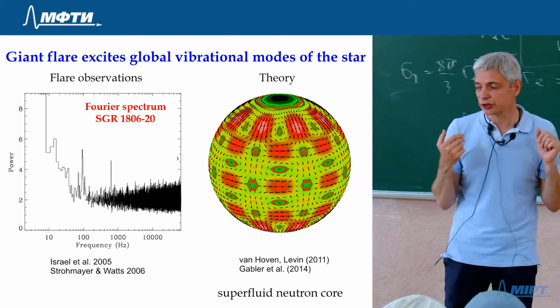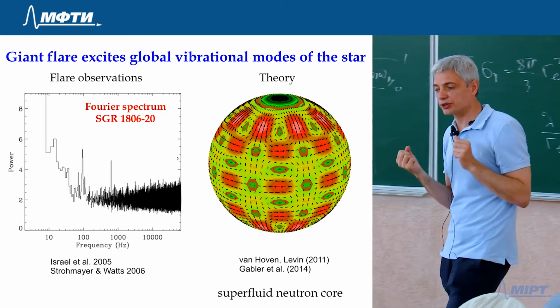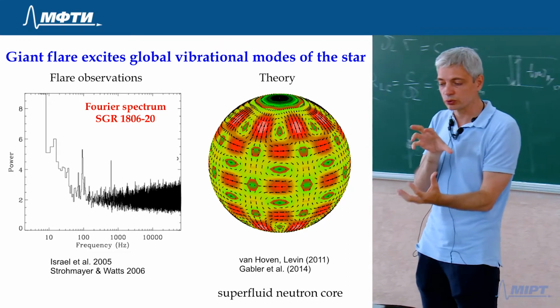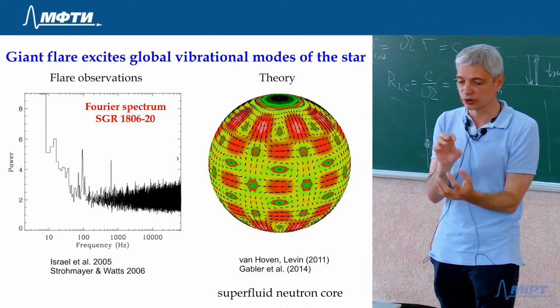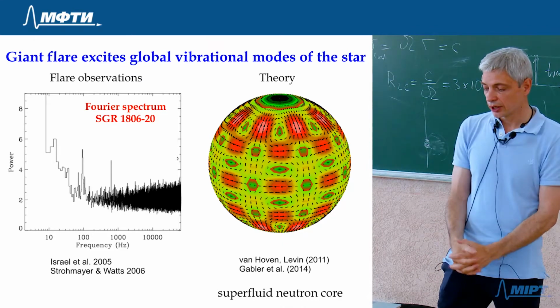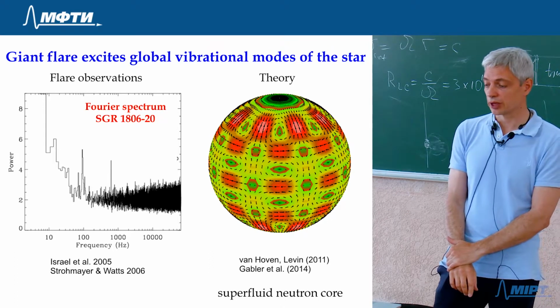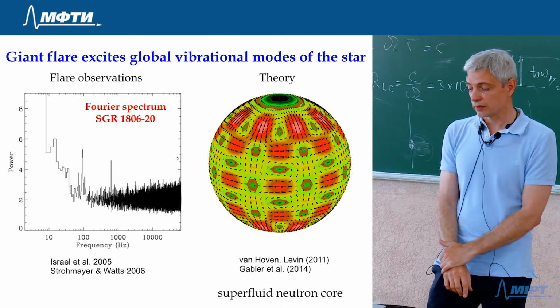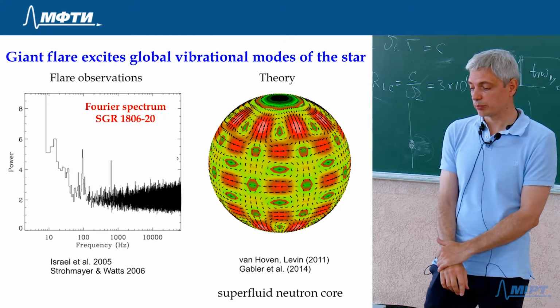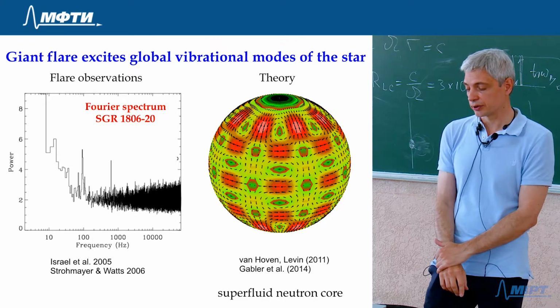So helioseismology is a very powerful science that allows you to see what happens inside opaque bodies just by studying their oscillations. So similar oscillations have been detected in the X-ray light curves after giant flares. And it's a window, basically, to see what's happening inside the neutron star. Pretty exciting.